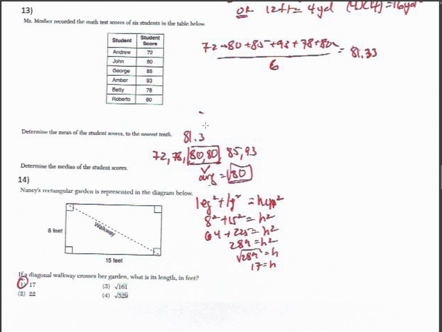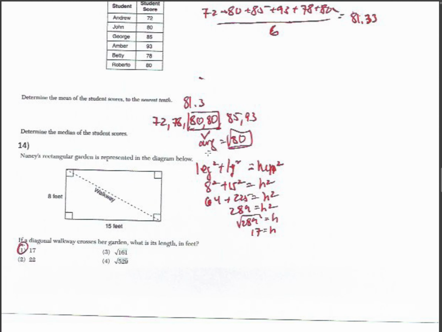Okay, next, determine the median. Well, for the median, I have to put them in order, which I did. 72, 78, 80, 80, 85, 93. And remember, since there is an even number of scores, 6 of them, the median will be the average of the two middle scores. And in this case, both middle scores are 80, so that's pretty easy to get the average of 80 and 80. That average is just, ding, ding, ding, 80. Very good.